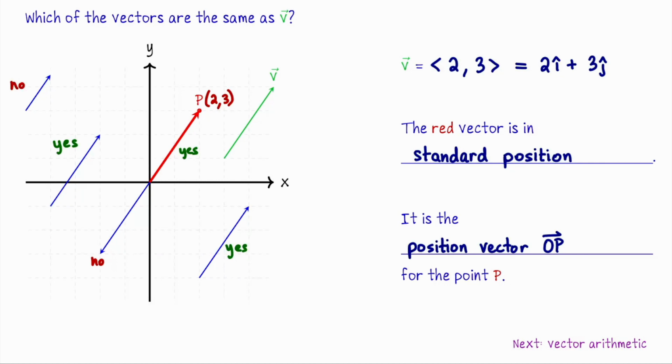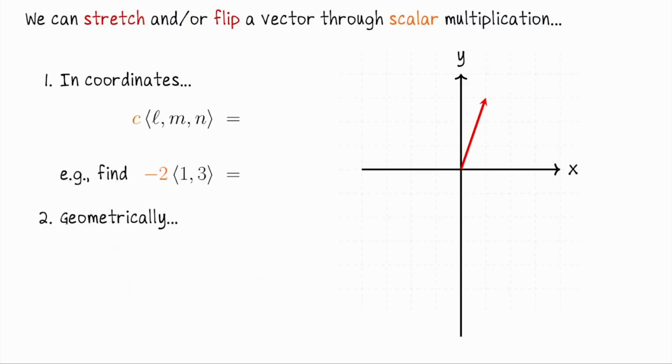Okay, now that we've defined vectors and we've seen what they look like in R2 and shown how to represent them with coordinates, next we're going to do some vector arithmetic. We're going to look at operations on vectors through 2 different lenses. One is going to be algebraic, or in coordinates, and the other will be geometric. So we'll say what happens to the coordinates of the vectors under certain operations, and then geometrically what happens to the vectors themselves as we would represent them in space.